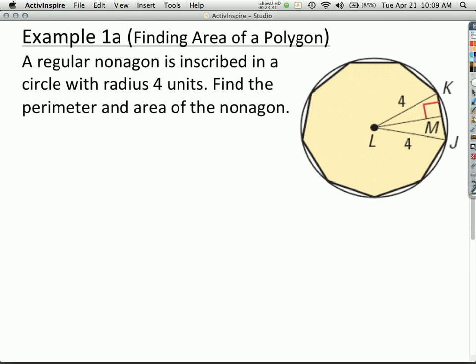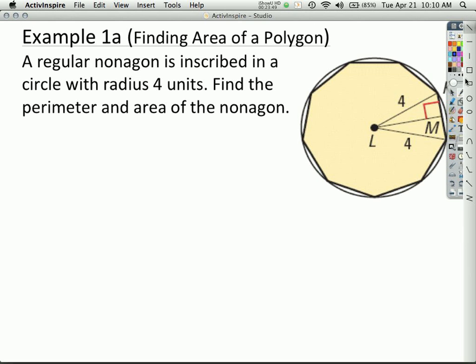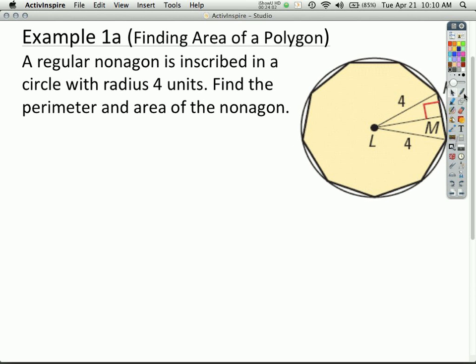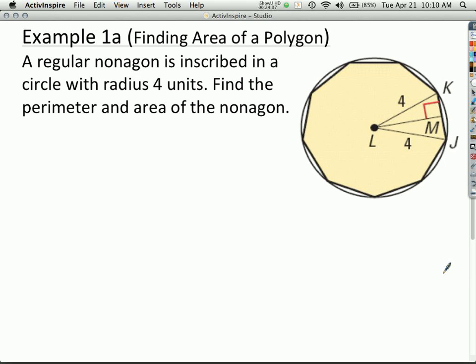This is a nonagon. If you don't know what that is, count. Then you'll know what it is. It's inscribed in a circle, and so here's the first time where we can really see the connection between circle and polygon. And you can really see that this is a radius because it's a radius of this circle, L, and it's also a radius of the nonagon. So you can see that connection now very easily. Find the perimeter and the area.